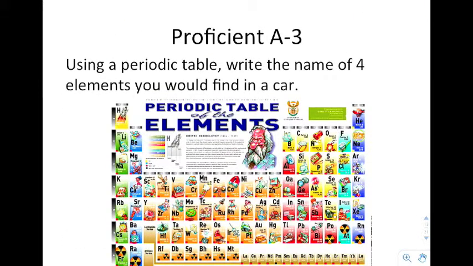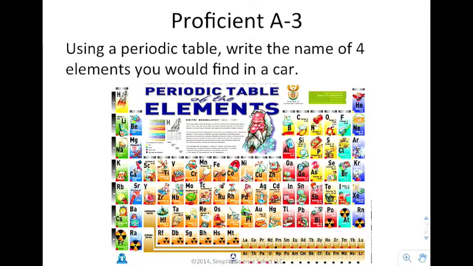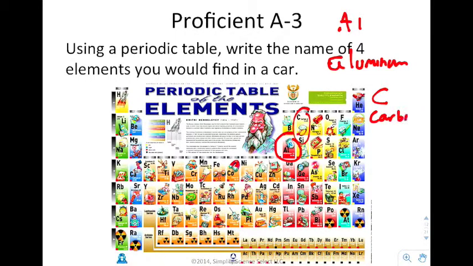This is using a periodic table. Write the name of 4 elements you would find in a car. Okay, so the first thing, you would generally see aluminum. Okay, so we say aluminum is Al, and we could write it as aluminum. Okay, the next thing that we would generally find, like in gas, in a car would be carbon. C is carbon. You also tend to find iron in cars because iron is used to make steel, so we'd say Fe, and we would say that that is iron. You also tend to find platinum. Platinum is usually in the catalytic converter that is used to reduce emissions, so we say we have platinum.